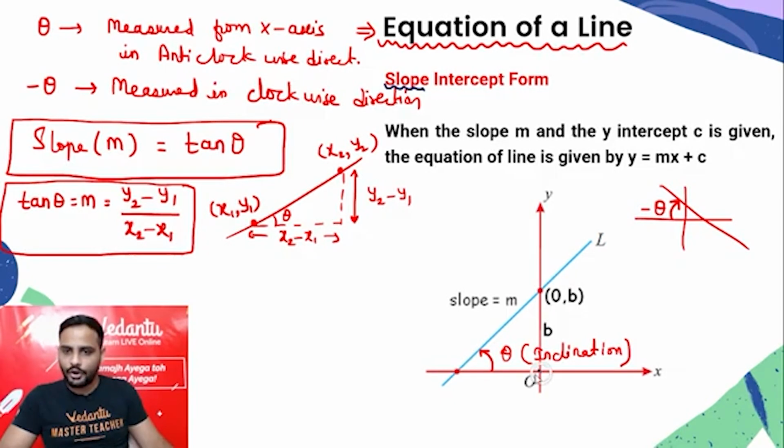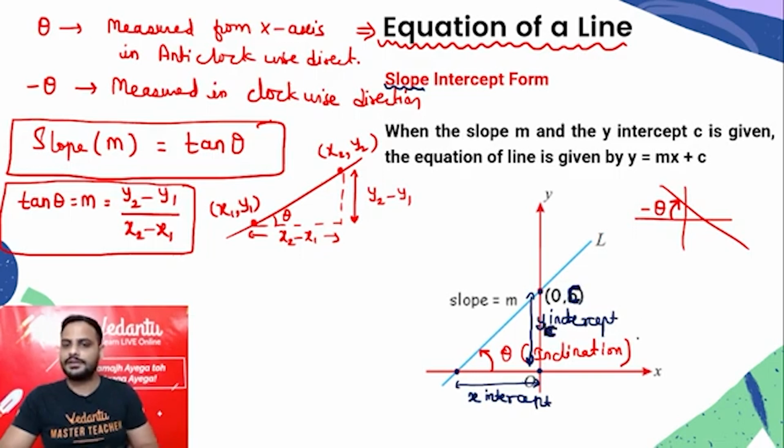So the distance between the origin and the point of intersection with the x axis is called the x intercept. And the distance between the origin and the point where it intersects the y axis is called the y intercept, and we denote it with c, not b. Suppose this point is (0, c), so c will be the distance over here.